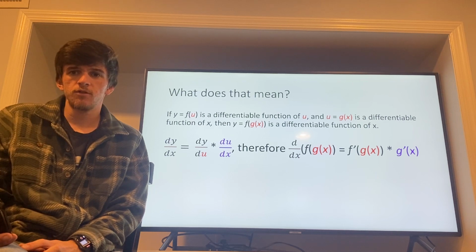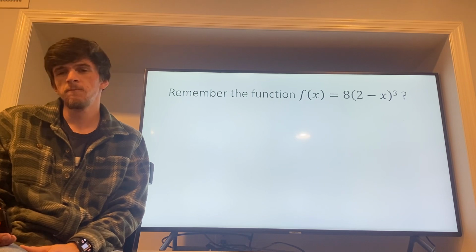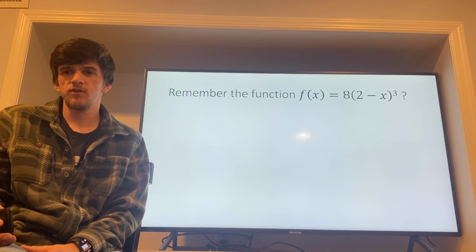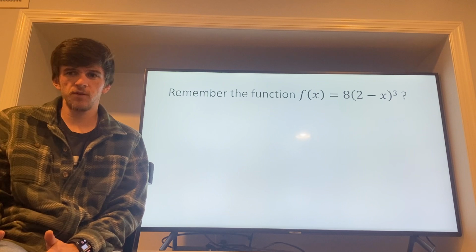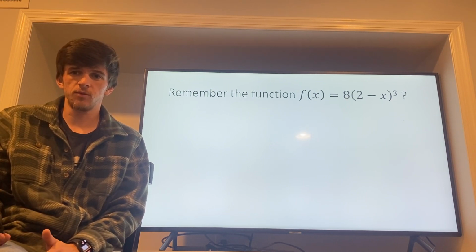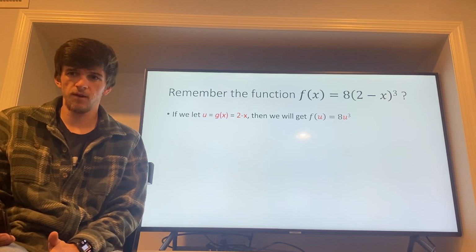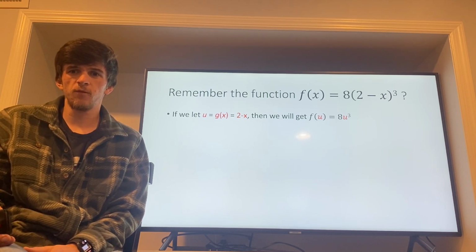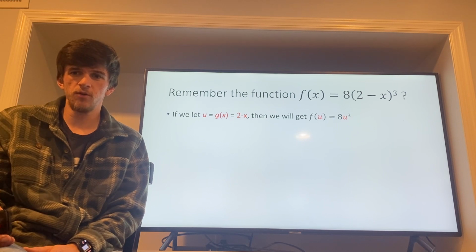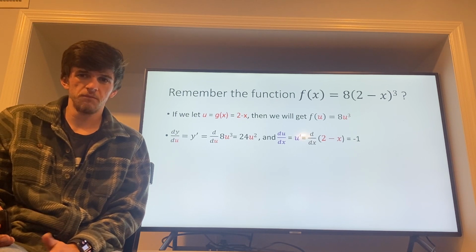Right? So remember this function, f of x equals 8 times (2 minus x) raised to the third. We're going to try it using the chain rule now. So the first thing we're going to do is let u equal g of x equal 2 minus x, right? So we'll get f of u, or f of g of x, or even just f of x equals 8u cubed. Yeah? So the derivative of y with respect to u of 8u cubed is going to be 24u squared. The derivative of u with respect to x is going to be negative 1, right?